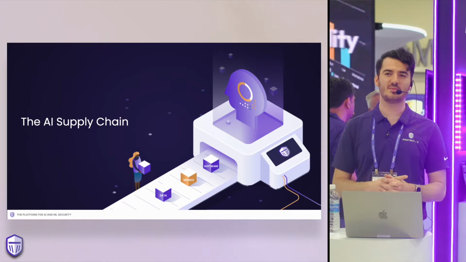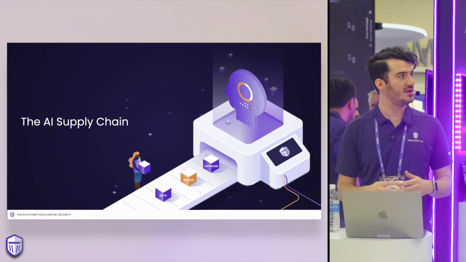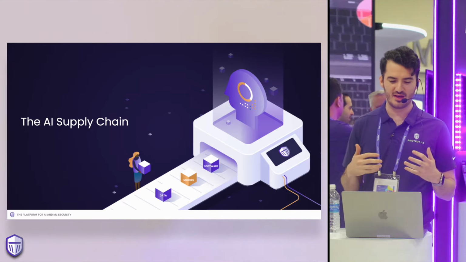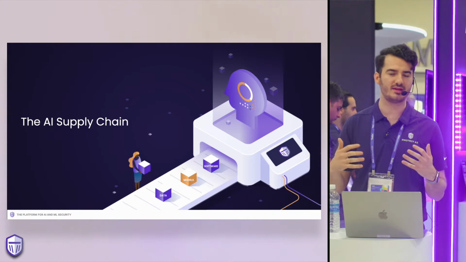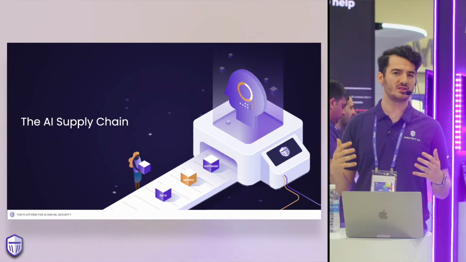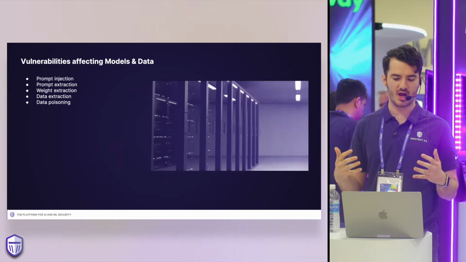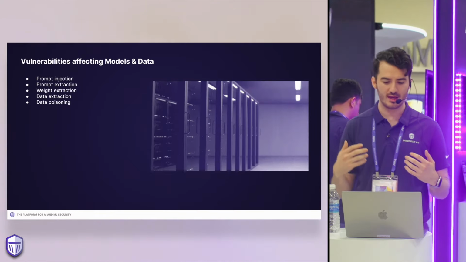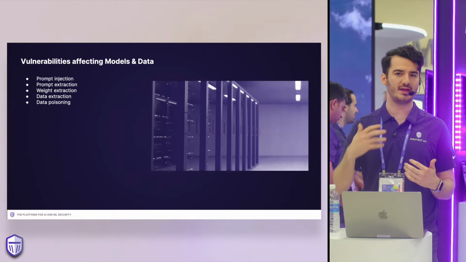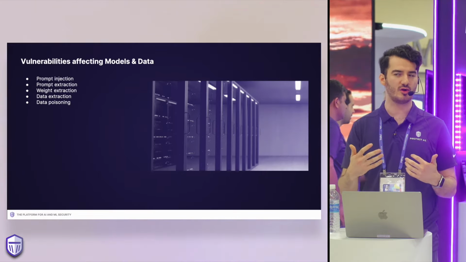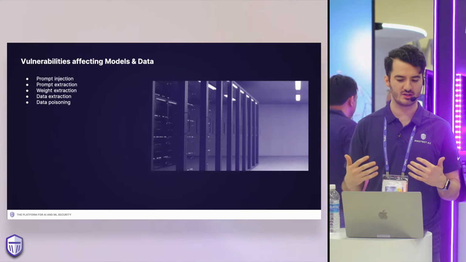So let's get into the supply chain and vulnerabilities in the supply chain. We're thinking about vulnerabilities that specifically affect models and data. So what are these new types of attacks and threat vectors in this supply chain? The obvious one that everybody talks about is prompt injection. So here we're thinking about taking input from external sources. So this could be users providing inputs to a large language model and trying to trick it to do something it's not supposed to do.